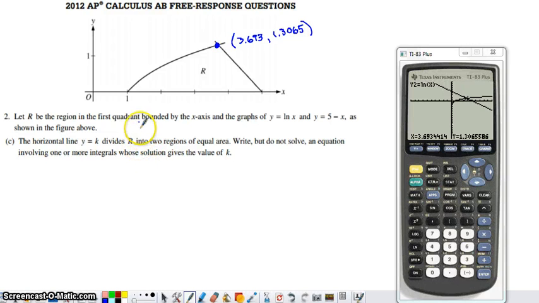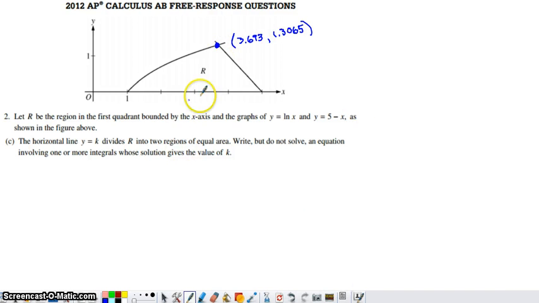So here's the last piece of number 2 from the 2012 AB exam. And in part C here, they want us, and my calculator before I get rid of it, this is just the intersection that we used in part A and part B, so I have that on the screen already, but I don't think we'll need the calculator for the rest of this because it just asks us to write but do not solve anything.